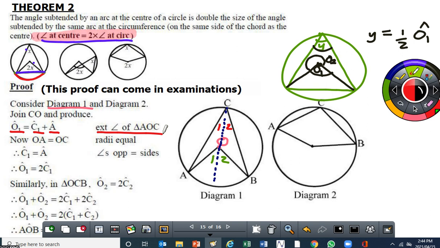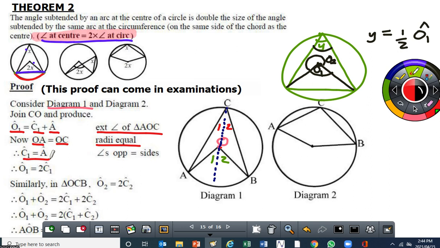Now you need to be aware that CO is a radius, OA is a radius and OB is also a radius. So we have 3 radii. So I can write here now, OA is equal to OC. They are radii of a circle. So all radii are equal. Once I write that OA is equal to OC, I can therefore say that angle A is equal to C1.